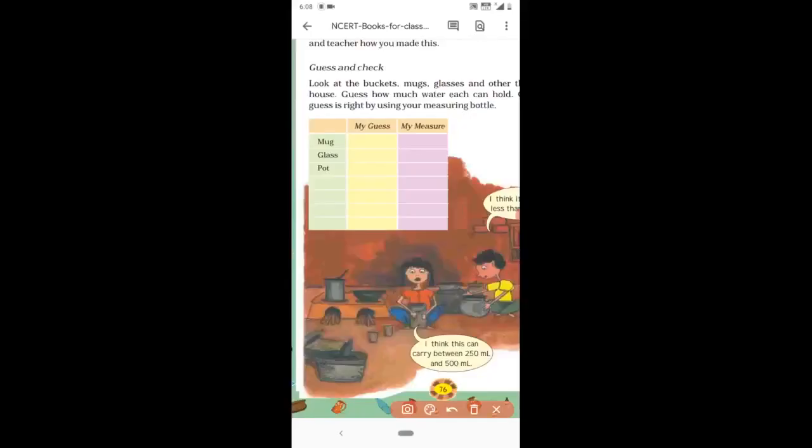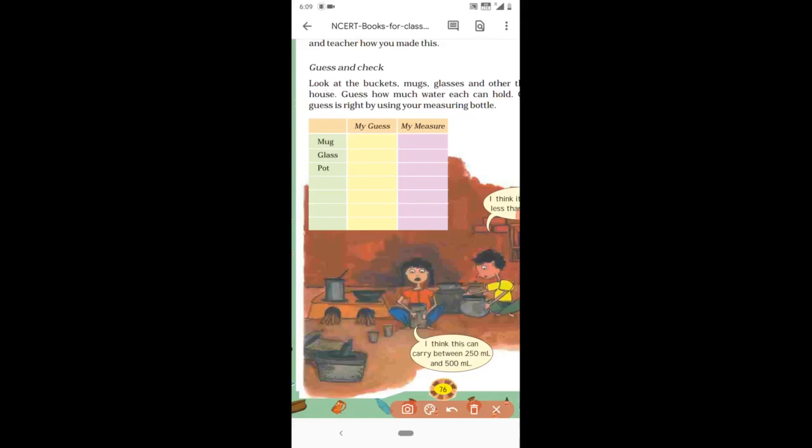So in the previous class we saw how to make a measuring bottle. In today's class we will see how to measure how much different vessels in our home can hold, water or some other thing. For example, you take a measuring bottle and pour one full bottle into a mug. If it is fully filled, then the mug is of capacity 1 liter.